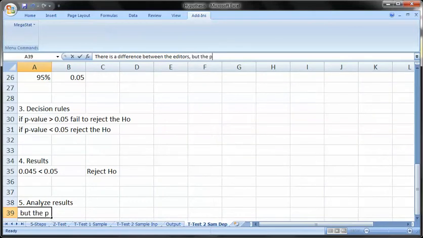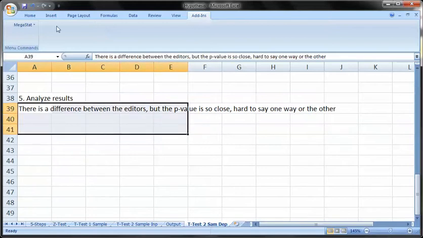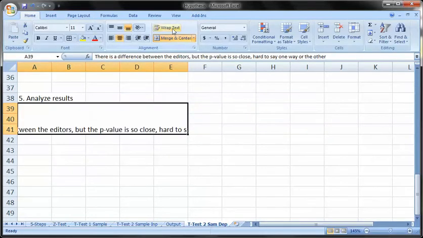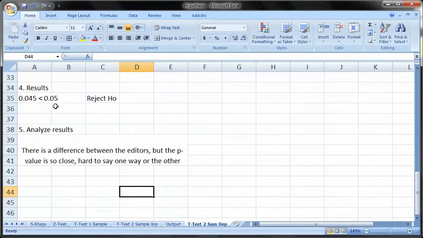But the p-value is so close. Hard to say one way or the other, because sometimes this happens in the real world where you want a really secure, nice, here's the result, here's what it's going to be, but you get a result like this one where it is really close and it's hard to say one way or the other.